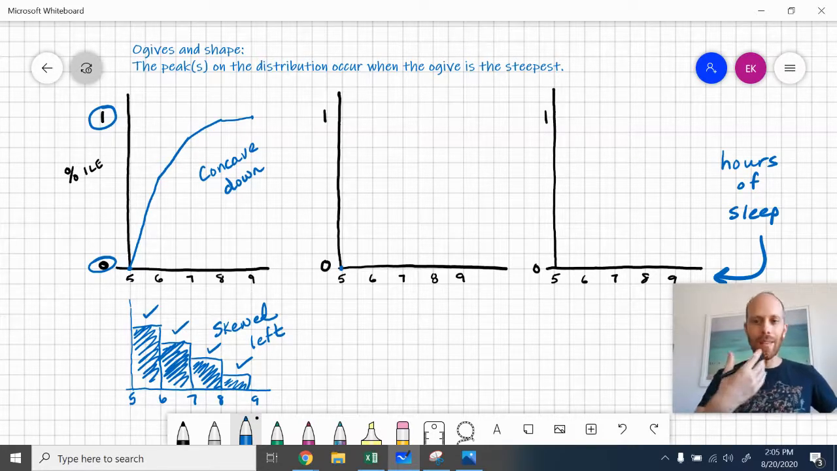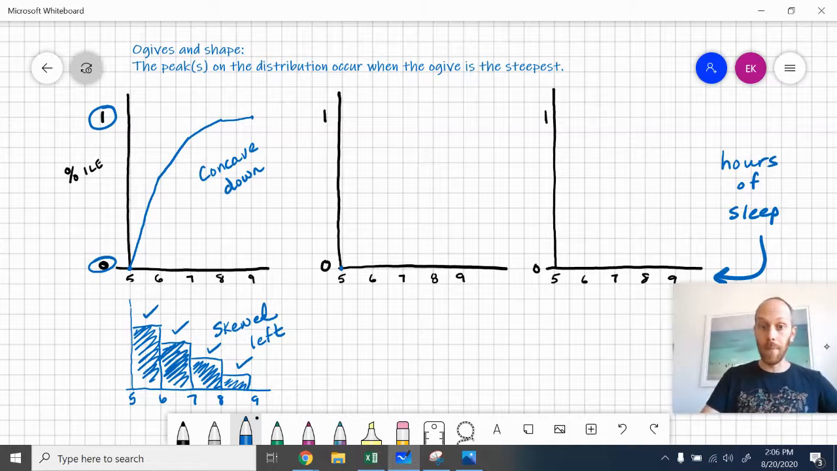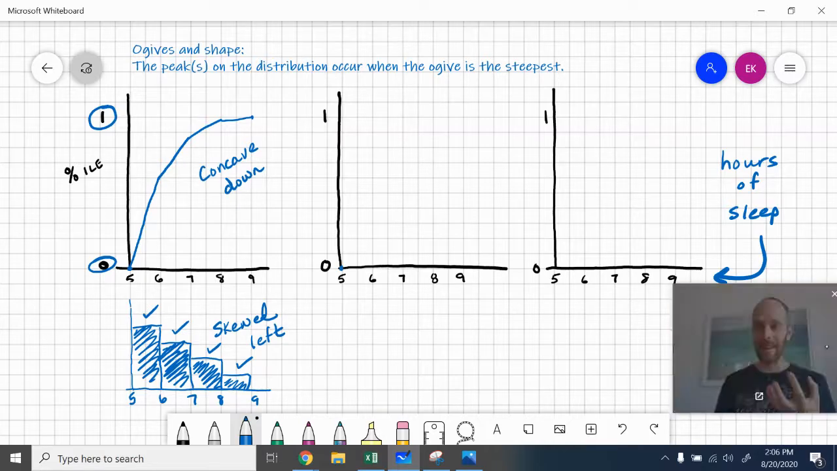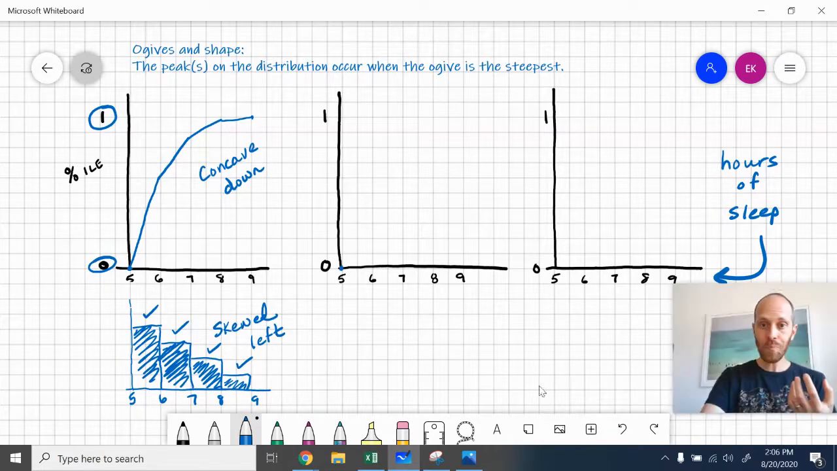And again, I don't expect you to memorize this stuff, but the way to think about it is that the greatest rate of increase here corresponds to like the largest frequency or the highest bar in a histogram. All right, let's try another one.